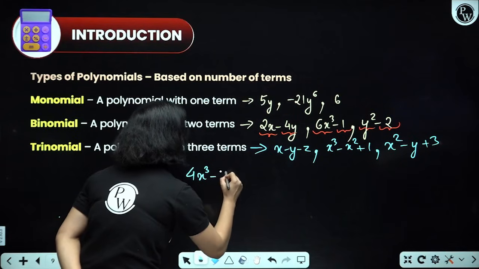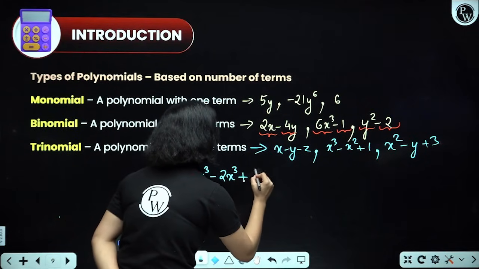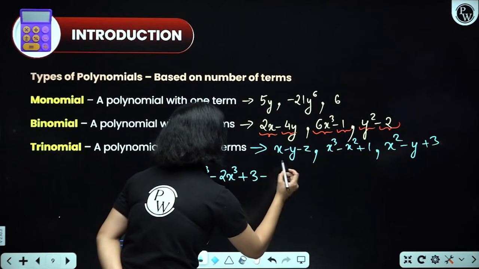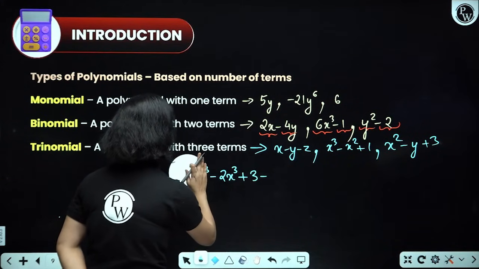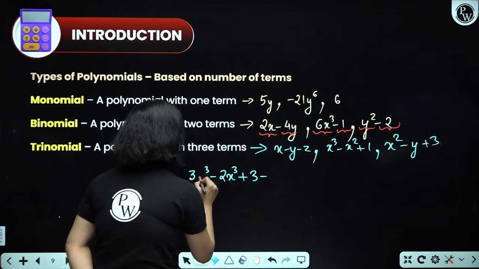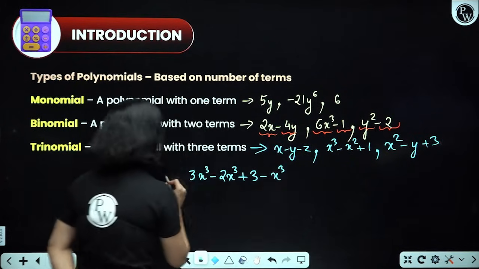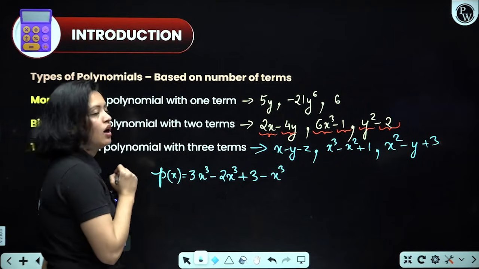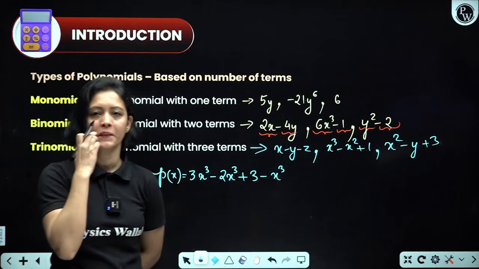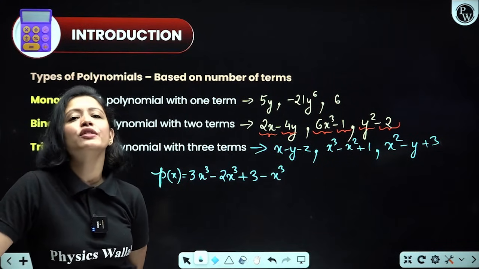3x cube minus 2x cube plus 3 minus x cube. Okay, this is my polynomial, everyone, and I want you to tell me what type of polynomial it is. Is it a monomial, binomial, trinomial, or is it a polynomial with four terms?